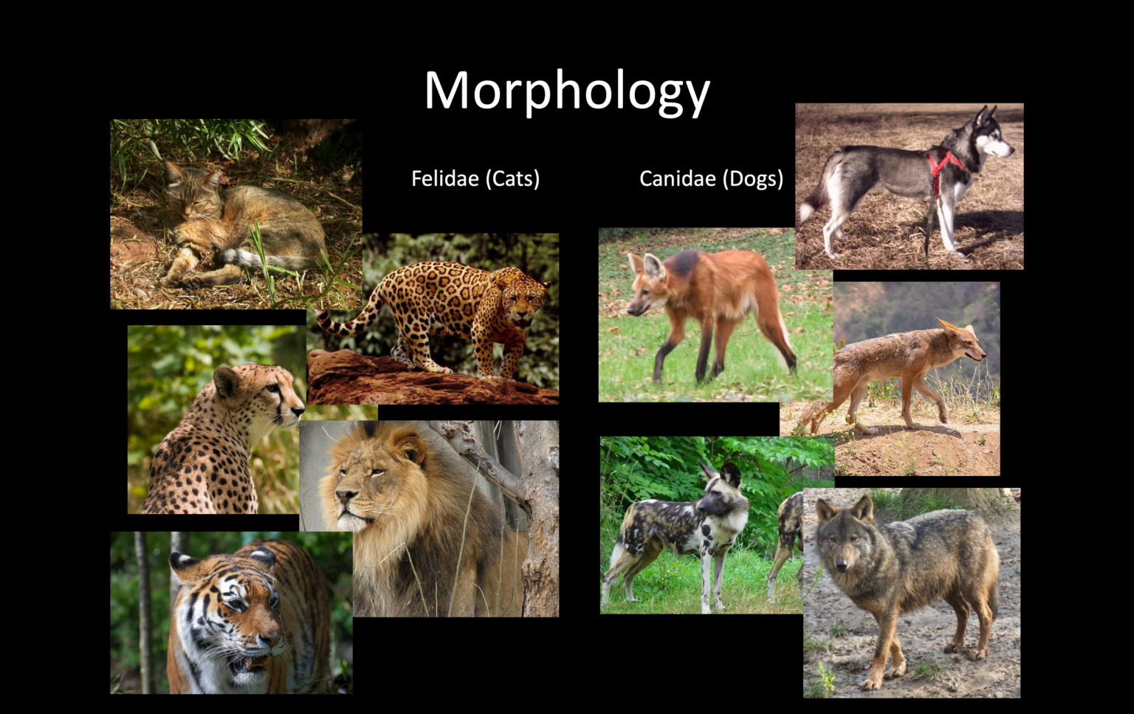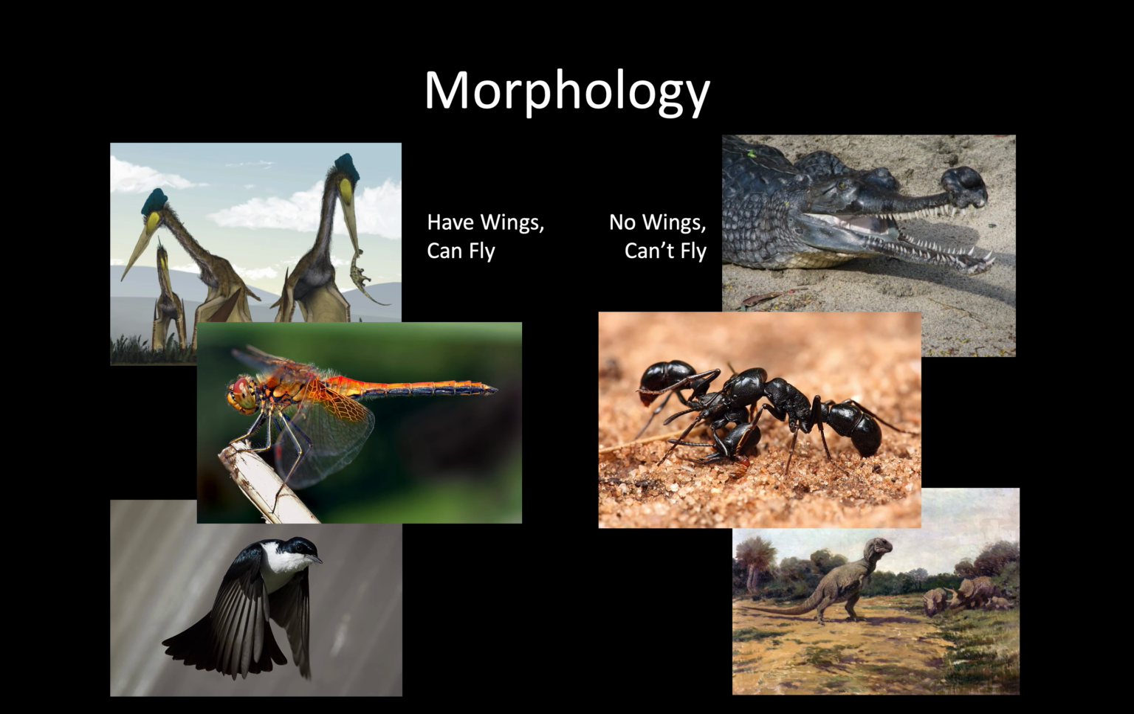Now, what actually makes a cat and what actually makes a dog? These are good questions, and we'll talk about that a little bit later. But let's say we want to divide organisms up by their morphology. We can divide them up by having wings. So on the left here we have pterosaurs, we have bugs, and we have birds. They have wings. On the other side, we have a crocodilian called a gharial. We have ants, and we have an ugly-looking T-Rex. All right? No wings, can't fly, wings, fly. Makes sense, right? Okay.